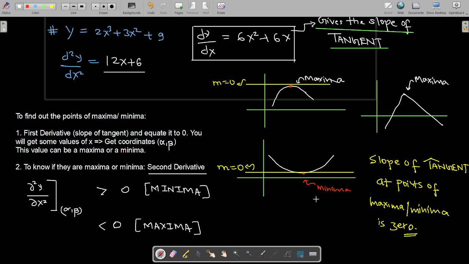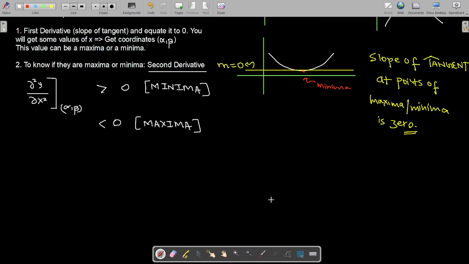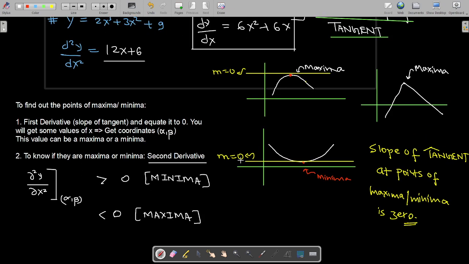Beta is 6. Doesn't seem like beta is 6. For what value of x? How do I calculate beta again? We found out the value of x. I'm just asking you to find out the value of y. Just substitute x in the formula. I'm just asking you to find the entire coordinate instead of just the x coordinate.